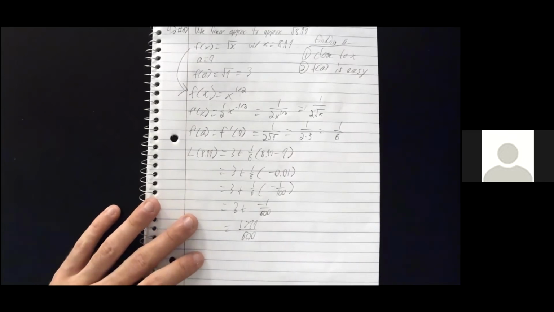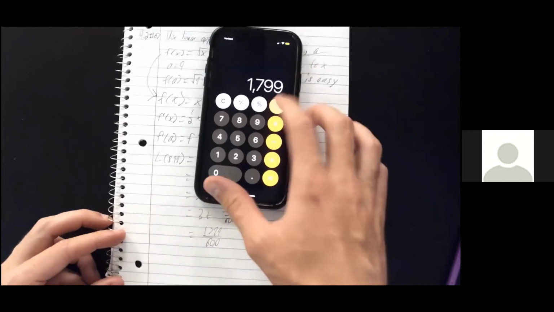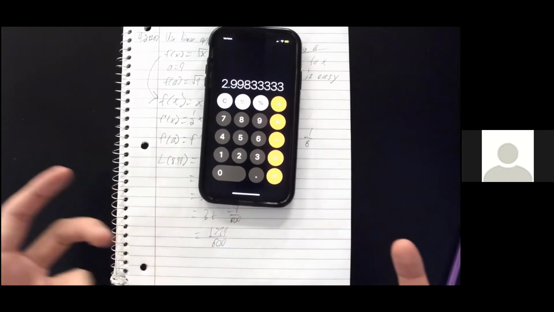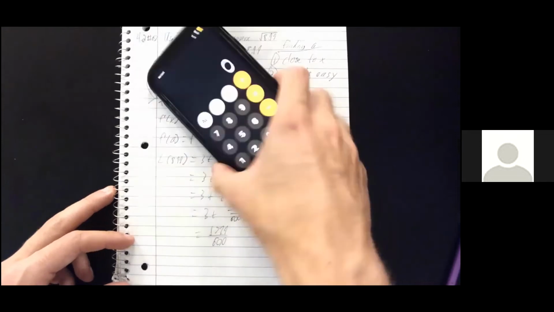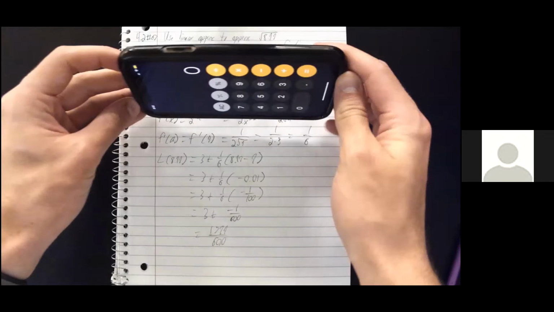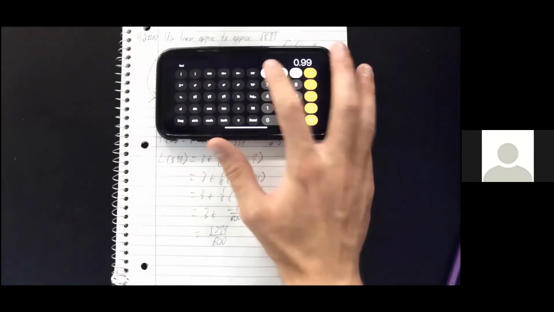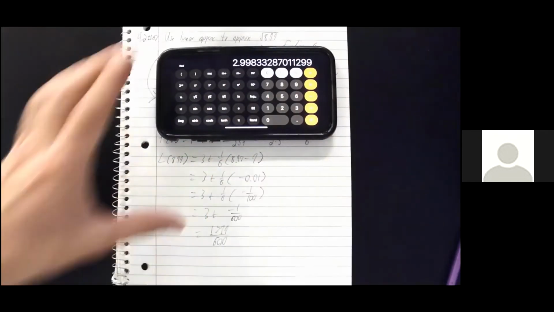If you want to plug in the square root of, actually, I can just do it. All right, so 1799 divided by 600. Okay, we got some 2.99 number. Sorry, I gotta turn my phone. And then we do the square root of 8.99. Oh my God, that is pretty close. So yeah, it's a good approximation, right?